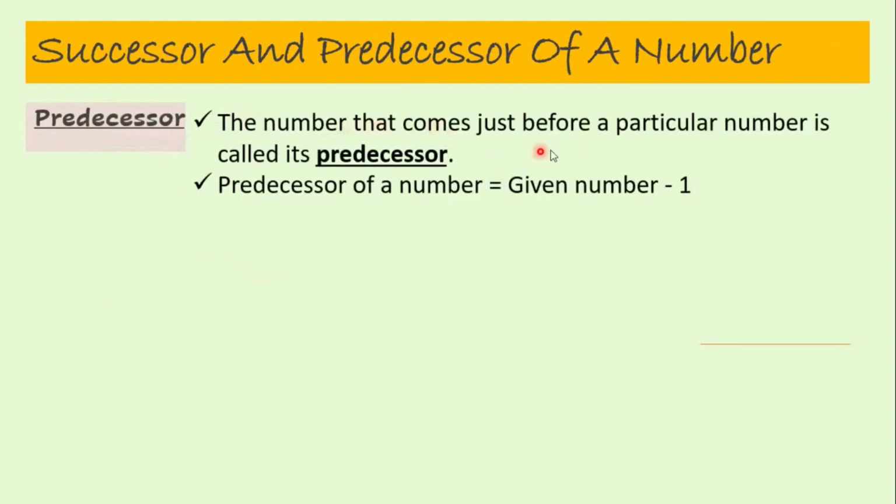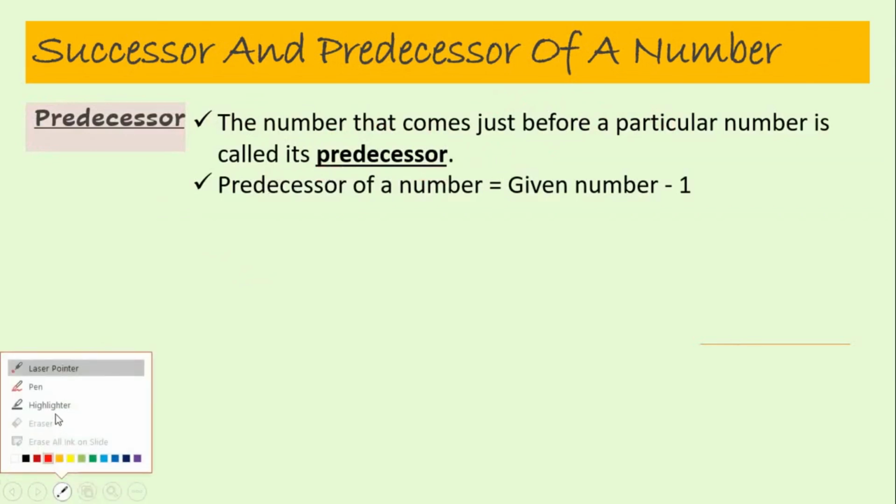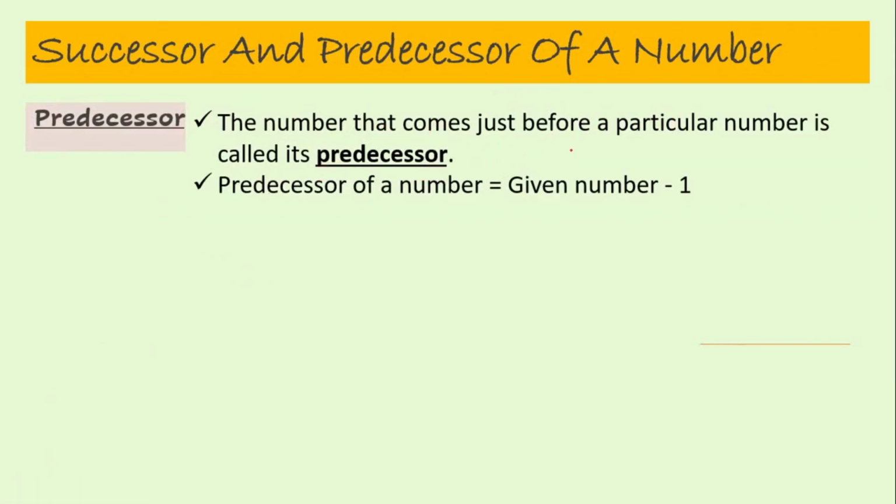Now we are going to see the next concept called predecessor. The number that comes just before a particular number is called its predecessor. Otherwise, you need to subtract 1. Let me take an example of a 1-digit number, 5. So, what is the previous number of 5? That is 4. Now, subtract 1 from 5. What will it give us? That becomes 4.